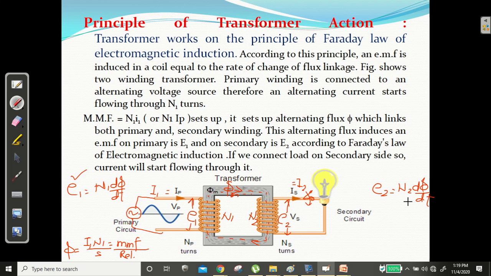Now, whatever the EMF induced here, there is a negative sign. Whatever the EMF induced, it opposes the cause according to Lenz's law, so there is a minus sign also. So EMF will be induced. This is the principle of transformer.